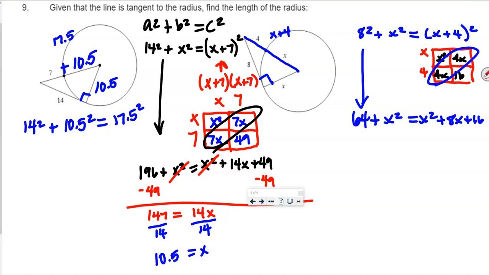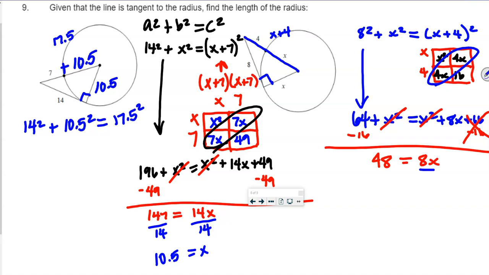So once again, what happens to our x squareds? They cancel each other out, right? We're going to subtract 16 from both sides, right? That's gone from there now. So we have 48 equals our 8x. Going to divide both sides by our 8. So x equals 6. Now, again, can we check this?